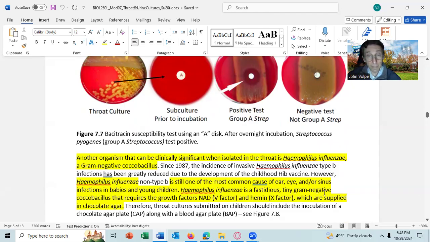Another organism that's clinically significant when isolated from the throat of a child, young child, or an infant is Haemophilus influenzae. It's a gram-negative coccobacillus.